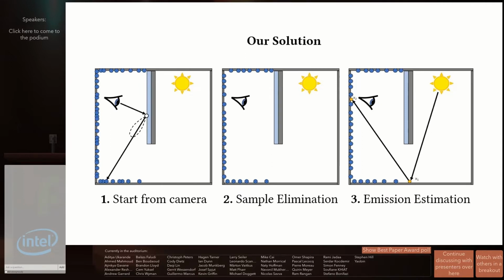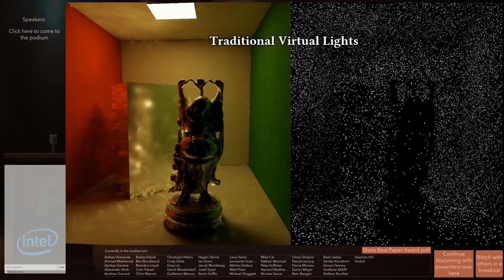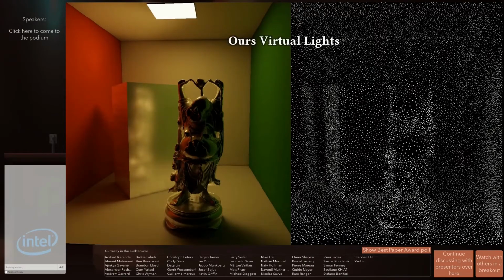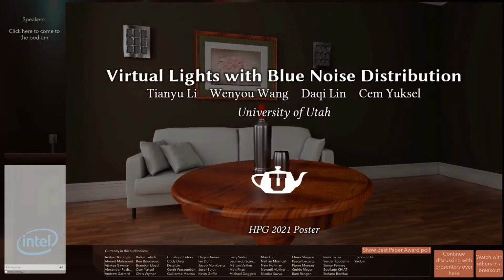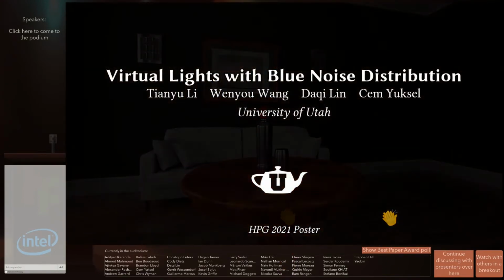We improve the virtual light placement using an adaptive sample elimination strategy that leads to a blue noise distribution of virtual lights. Our results show significant improvements in global illumination estimation. Moreover, we can even compute glossy reflections using virtual lights without tracing any secondary reflection rays. We'll be happy to explain the details in the poster session, and we'd love to hear your thoughts. Thanks.